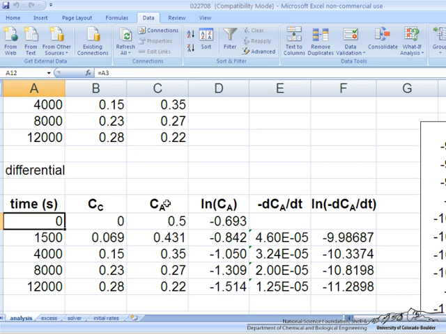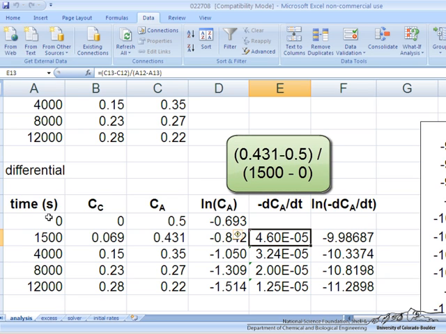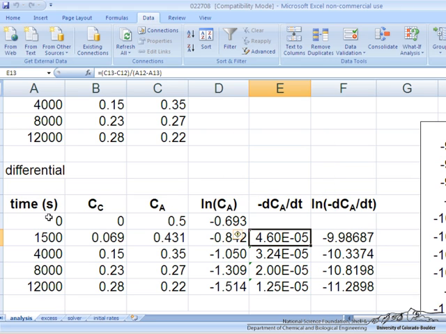And so the x term in a differential analysis, when we take the log of both sides, is just CA, and so we take the log of CA. The most difficult thing about a differential analysis is estimating a numerical derivative. I've used the crudest possible form of a numerical derivative, which is just a difference formula. So I'm taking delta CA between 2 points divided by delta t between 2 points in order to approximate the derivative.